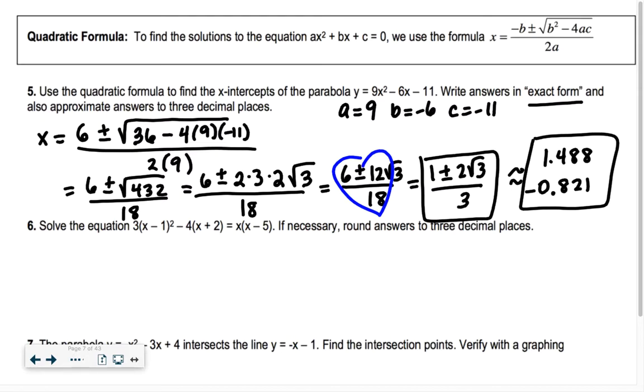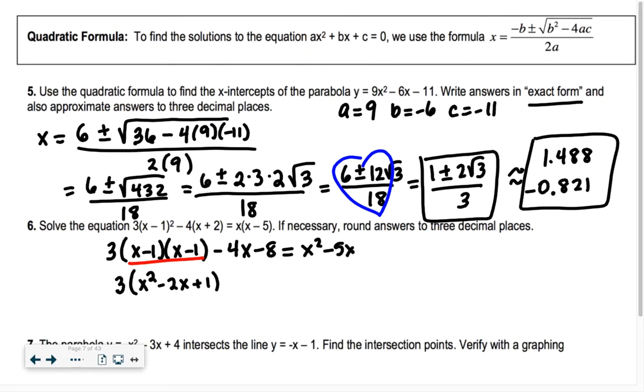All right, so number 6, solve the equation. So we're going to go ahead and multiply it all out. So we have 3 times x minus 1 times x minus 1, minus 4x minus 8. I'll go and distribute there. Equals x squared minus 5x. So we go ahead and we FOIL the x minus 1 times x minus 1. So we get 3 times x squared minus 2x plus 1 minus 4x minus 8 equals x squared minus 5x.